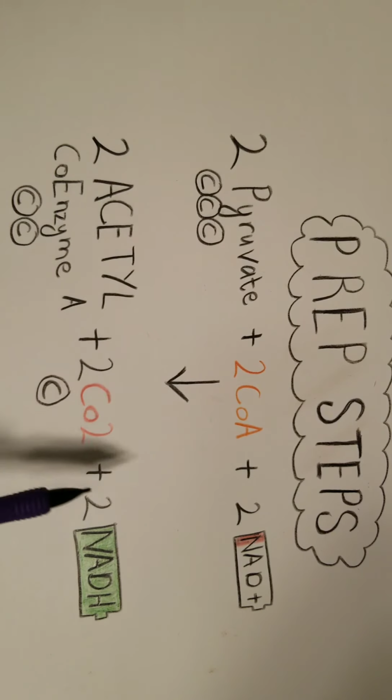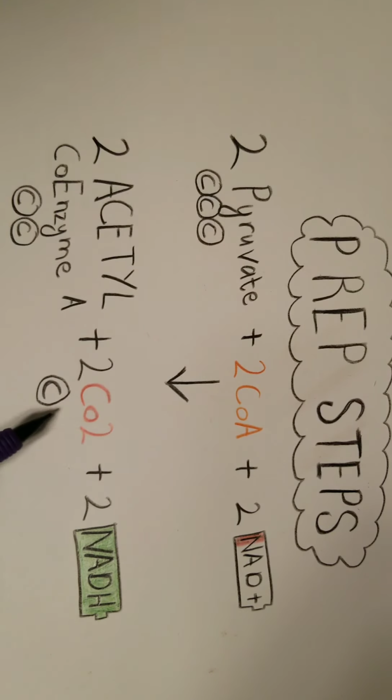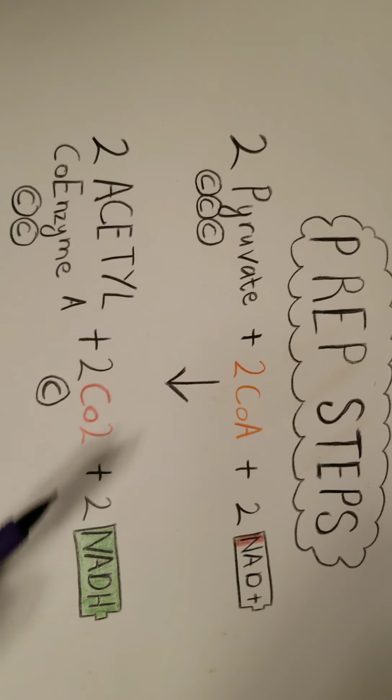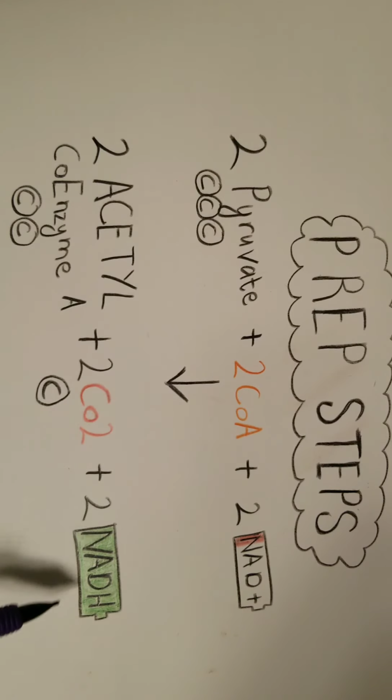And then you're going to have 2 CO2 as a product, and I told you how. And then you have 2 NADH. The 2 NADH, see, it's a full battery, green, fully charged. That's what you get. Okay, the next step is going to be the citric acid cycle.